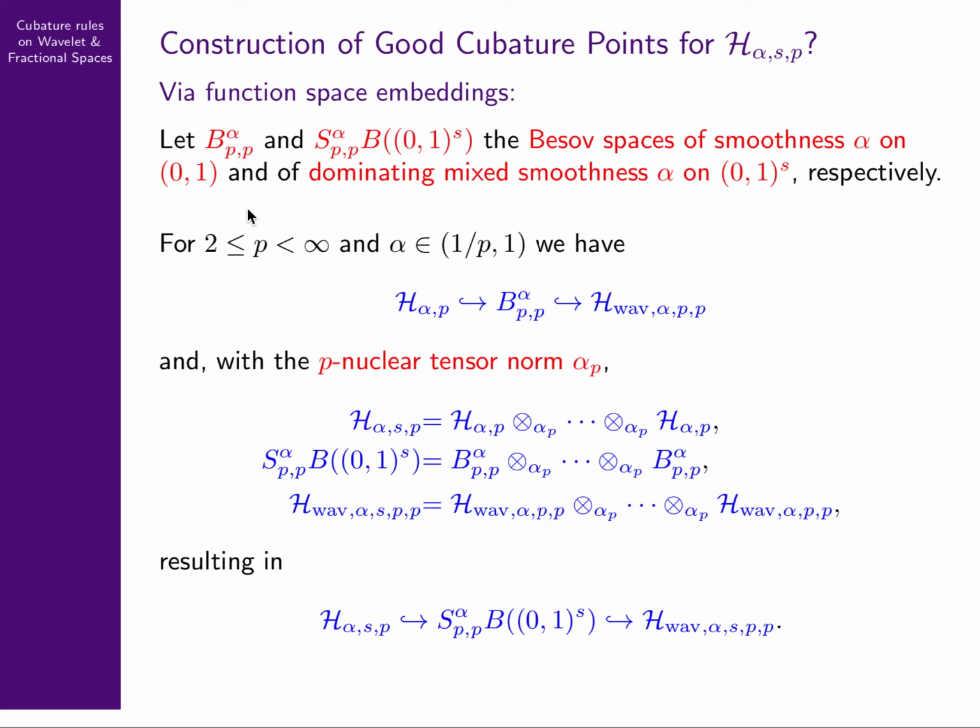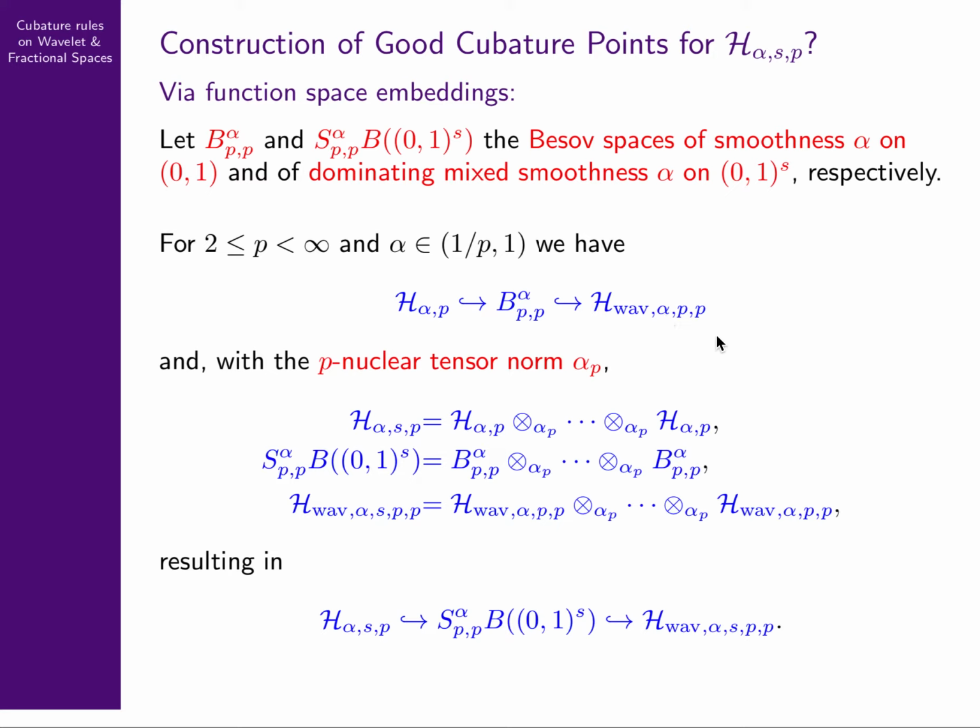Okay, now we have the following result. For the parameter p between 2 and infinity, and alpha between 1 over p and 1, we can actually embed the fractional space of univariate functions h alpha p into the Besov space of smoothness alpha and with indices p, p. And again, we can continuously embed this Besov space into the Haar wavelet space with parameters alpha, p, and p, right?